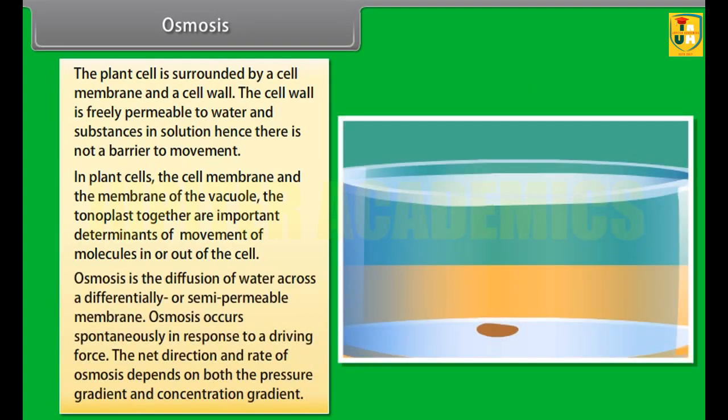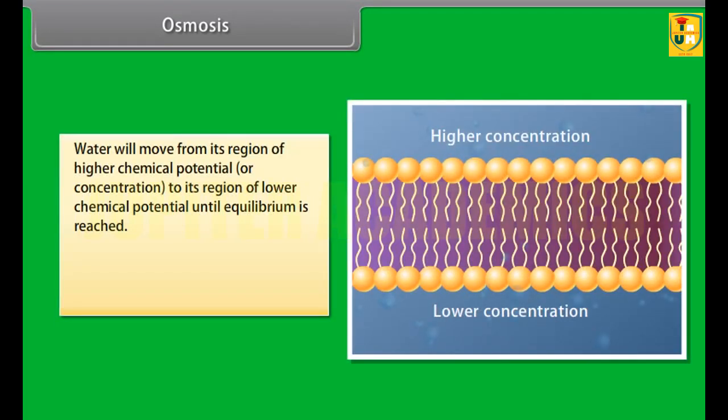Osmosis is the term used to refer specifically to the diffusion of water across a differentially or semi-permeable membrane. Osmosis occurs spontaneously in response to a driving force. The net direction and rate of osmosis depend on both the pressure gradient and concentration gradient. Water will move from its region of higher chemical potential or concentration to its region of lower chemical potential until equilibrium is reached. We can better understand it with the help of an experiment.